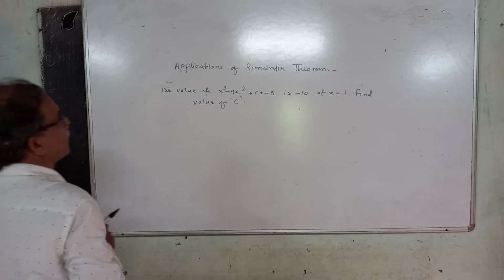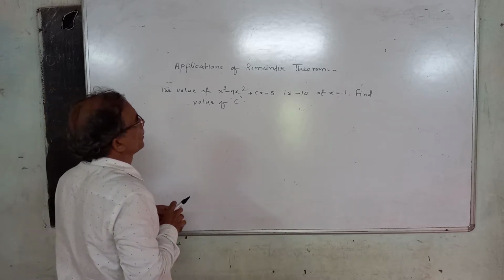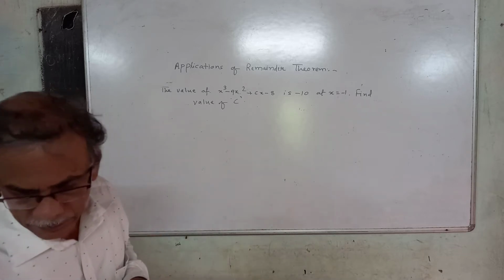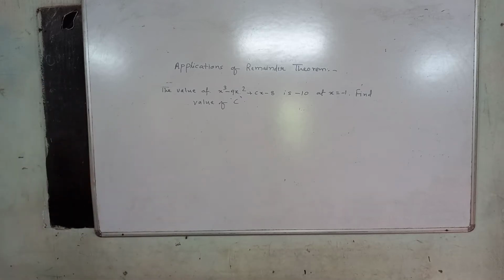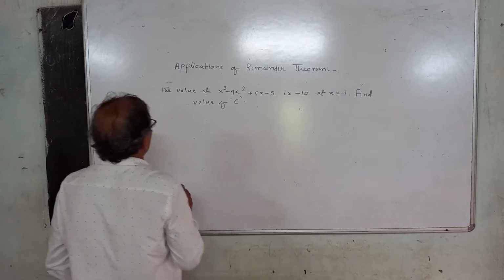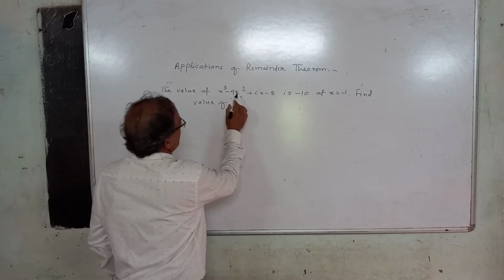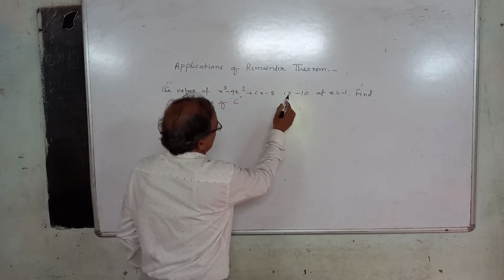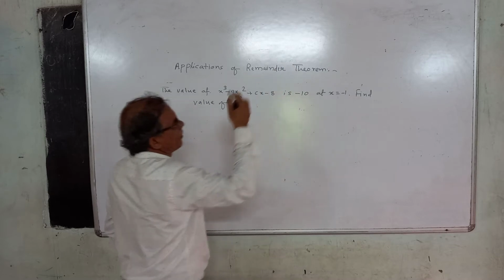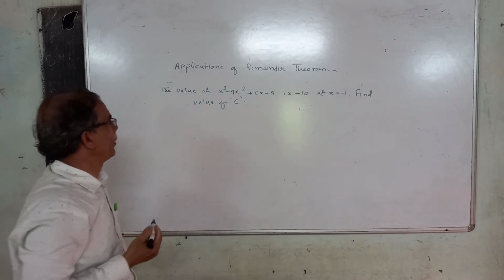Now let us study the application of remainder theorem. How remainder theorem can be used in different types of example. Now, the value of x cube minus 9x square plus cx minus 8 is minus 10 at x is equal to minus 1. Find the value of c.